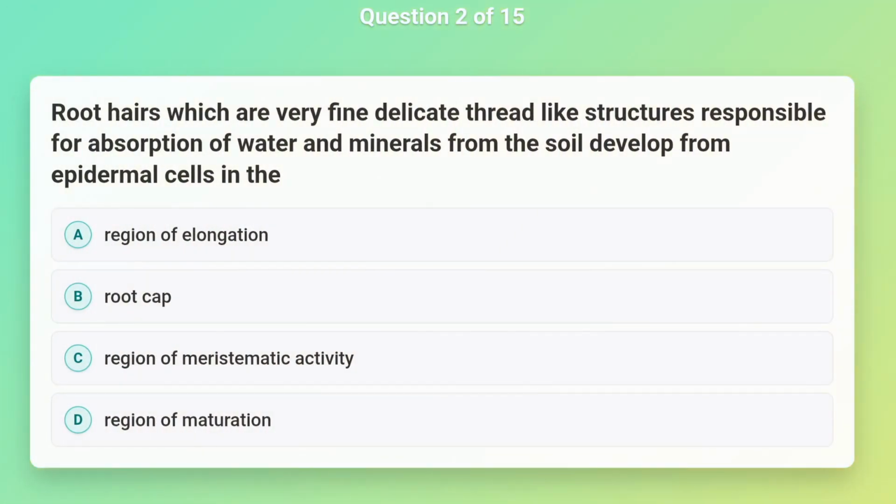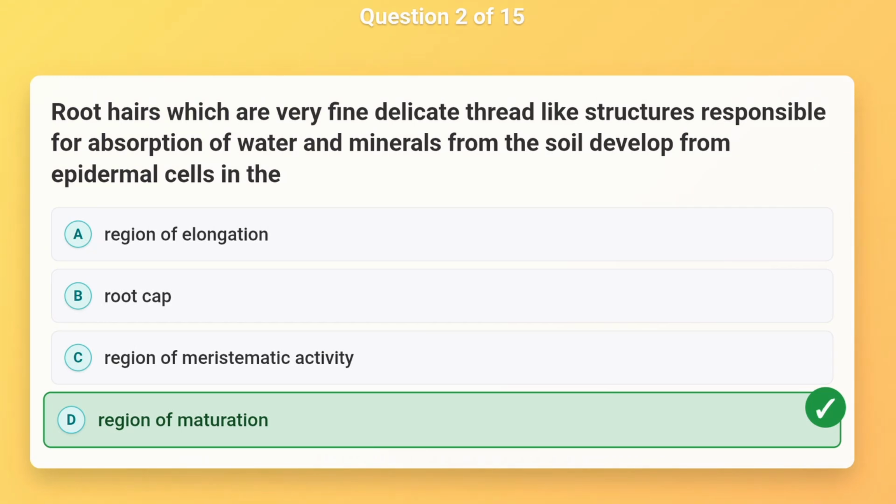Root hairs, which are very fine, delicate thread-like structures responsible for absorption of water and minerals from the soil, develop from epidermal cells in the region of maturation.